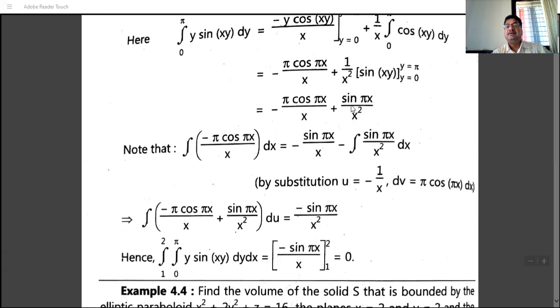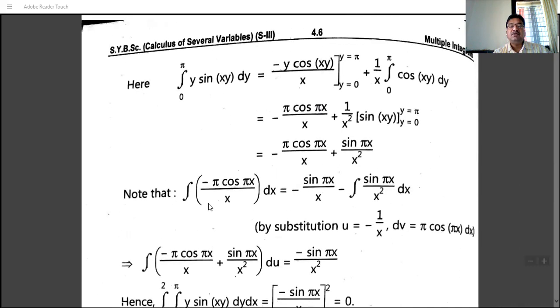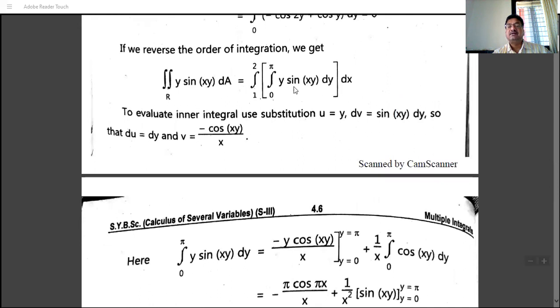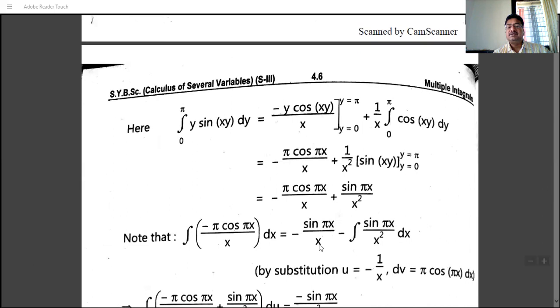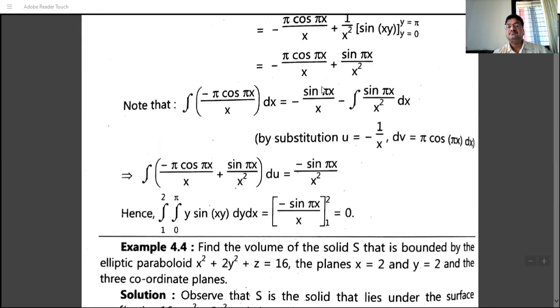Value at the upper limit, value at the lower limit, similarly the value at the upper limit and value at the lower limit. And then integration of this with respect to x. Integration of this quantity is this. Its integration with respect to x is this, again with respect to x.